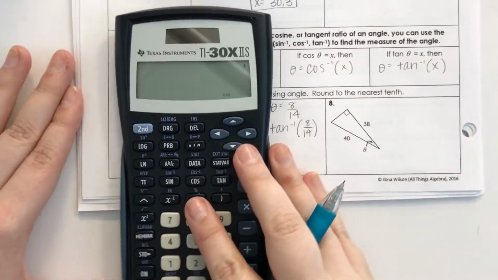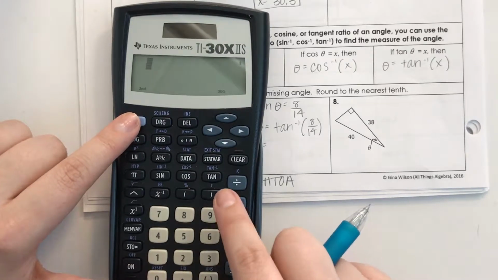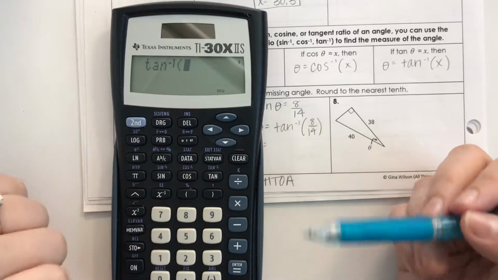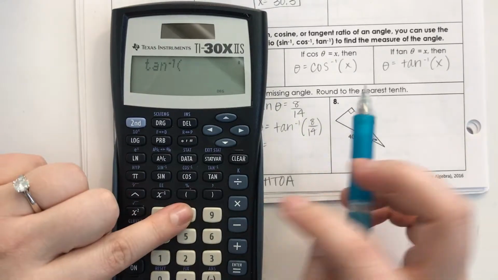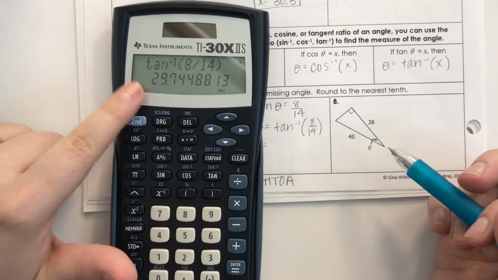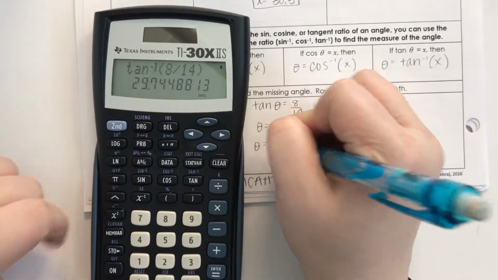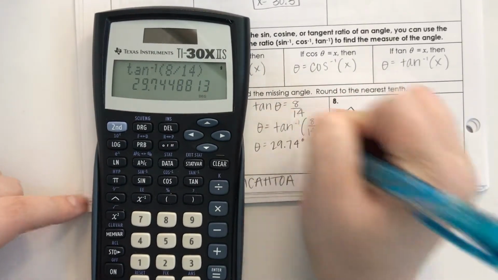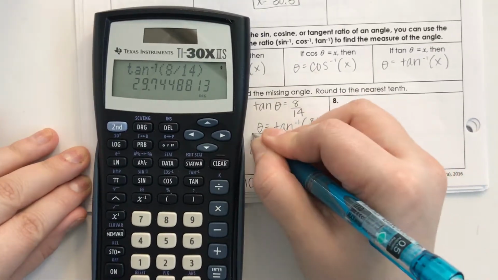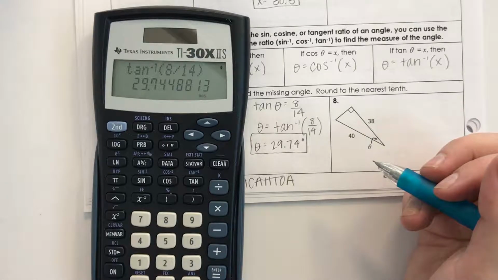So let me zoom out really quick. Okay. So you're going to go second tangent, because right above tangent is that inverse tangent. And you're just going to plug this in, 8 divided by 14. Enter. And there's your angle measure. 29.74 is what theta is. Make sure you write degrees, okay, because we're talking about angles. Degrees is that little circle. That's the symbol for degrees.